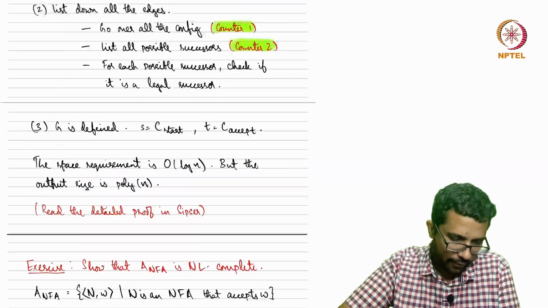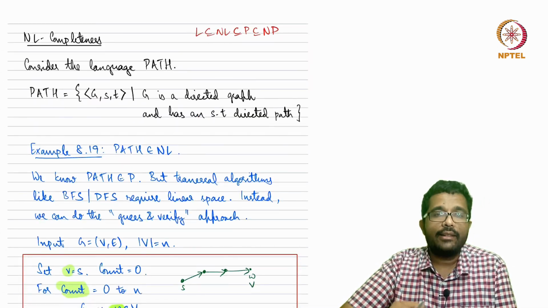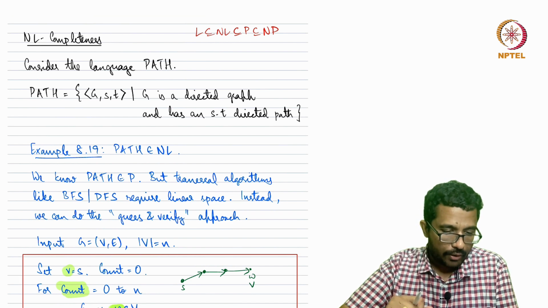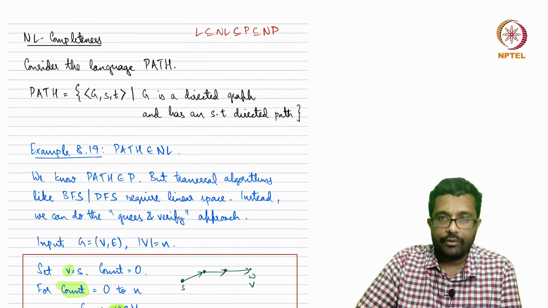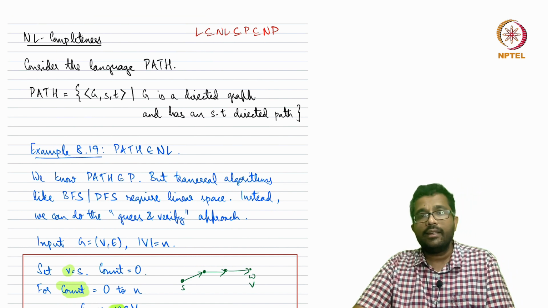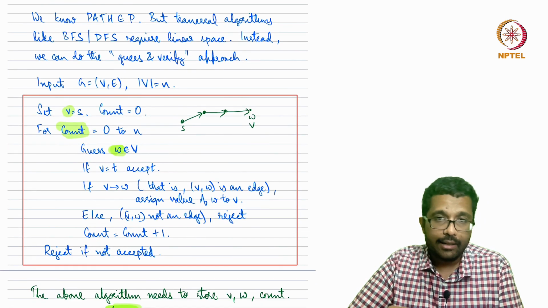Now that's all I have for this lecture number 58. So we defined NL completeness. We saw the language PATH. PATH is a problem where we have a graph and we are asked to decide if there is a path from S to T. We first showed that it is in NL.